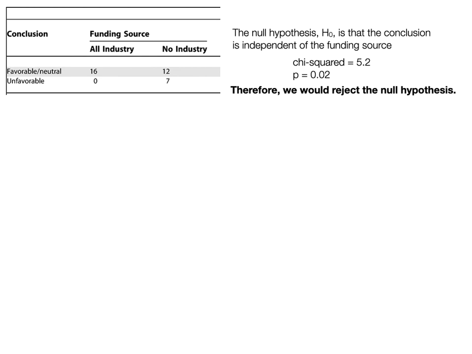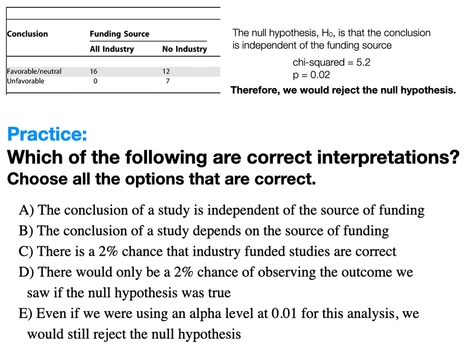Okay, so another practice question. Given that we've got these data and we ran this test and we rejected the null hypothesis, and again, just assume that it was okay to run the chi-squared test in this case, what I want you to identify is which of the following interpretations, A, B, C, D, E, are correct. So choose all of the options here that are correct interpretations given the information at the top of the slide.